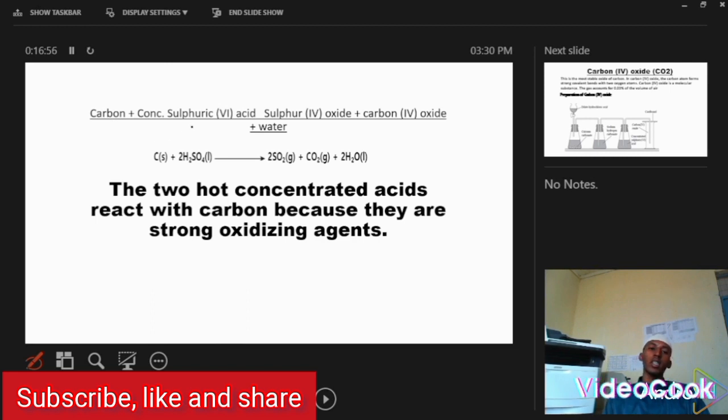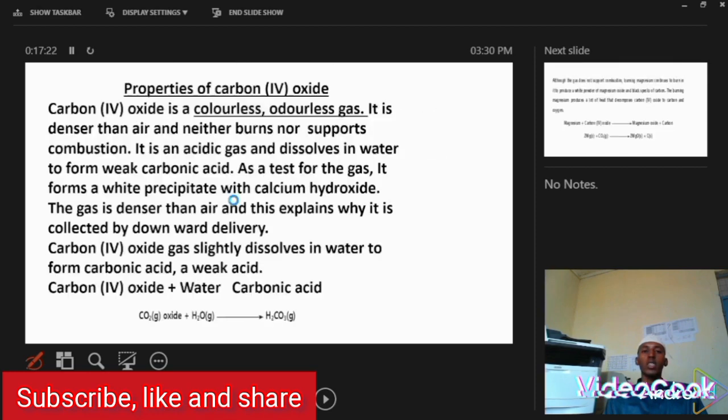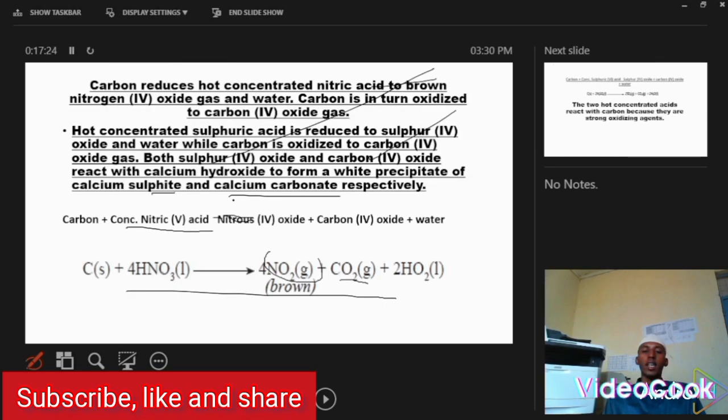The other equation here is carbon plus concentrated sulfuric acid, we get sulfur dioxide gas plus carbon dioxide gas plus water. Here carbon is oxidized to form carbon dioxide gas, and sulfuric acid is reduced to form sulfur dioxide gas. The two hot concentrated acids react with carbon because they are strong oxidizing agents. God willing, next lesson we are going to start the preparation of carbon dioxide gas and carbon monoxide gas. So I would like to end this video.